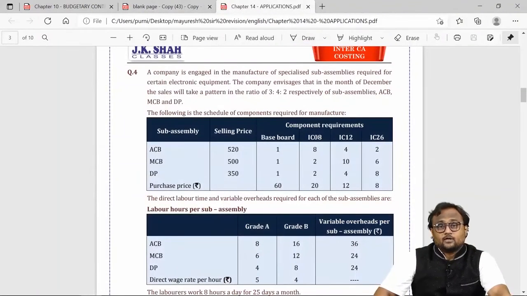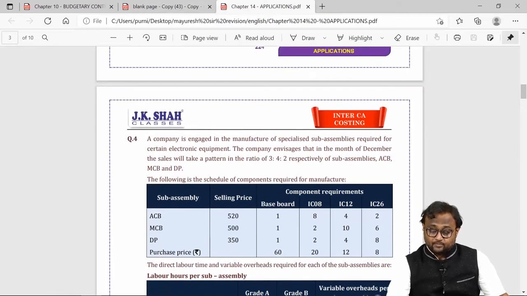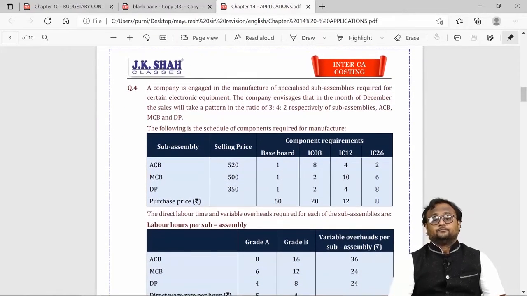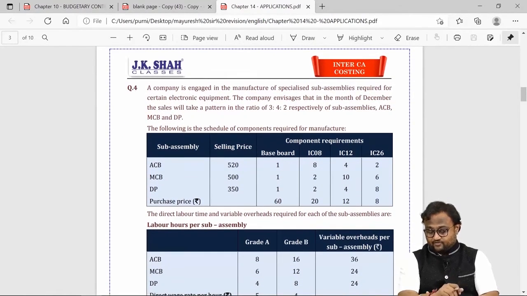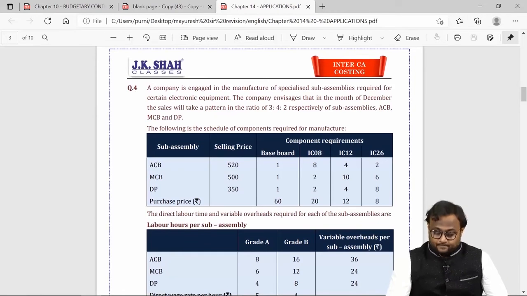Now there is a similar question related to budgetary control in the application topic. So please go to page number 225. Please go to page number 225, application topic. Question number 4.